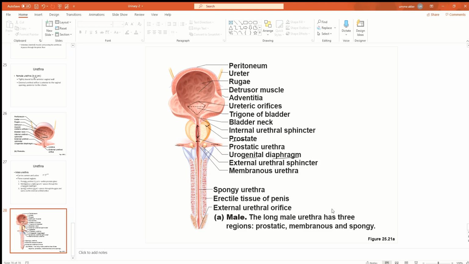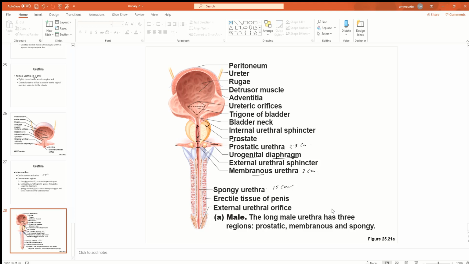the part of the urethra that is surrounded by the urogenital diaphragm is called the membranous urethra, which is 2 centimeter. Okay, and prostatic urethra is 2.5 centimeter, and then the longest part of the urethra is spongy urethra, that is about 15 centimeter long. Okay, so that's all you need to know about the urinary system.